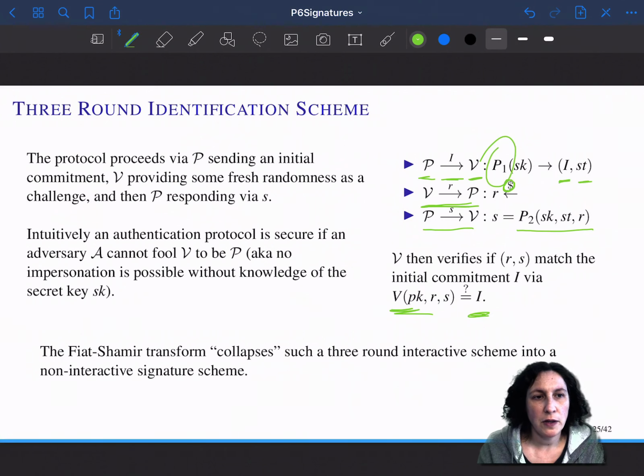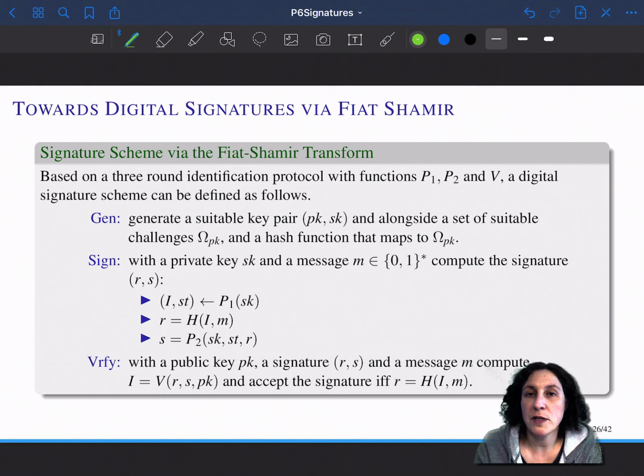And then there's a very famous transform, which is called the Fiat-Shamir transform. This essentially collapses this 3-round interactive authentication scheme into a non-interactive signature scheme. And it's perhaps not very surprising how you do that. So the Fiat-Shamir transform works as follows. It defines a signature scheme based on such a 3-round authentication scheme.